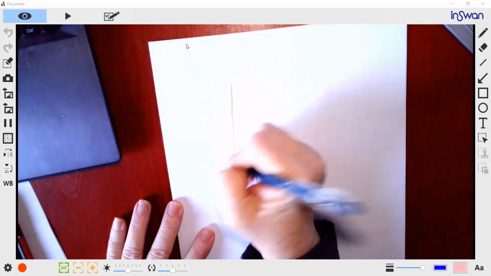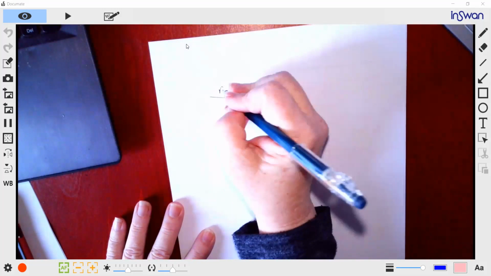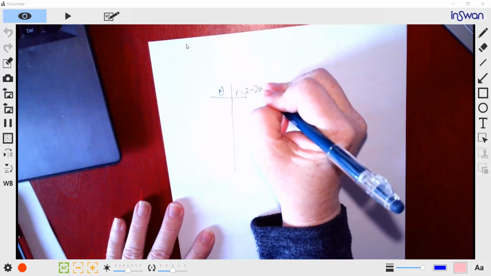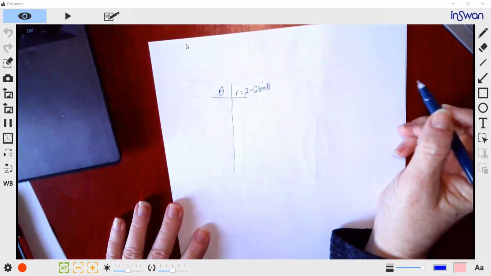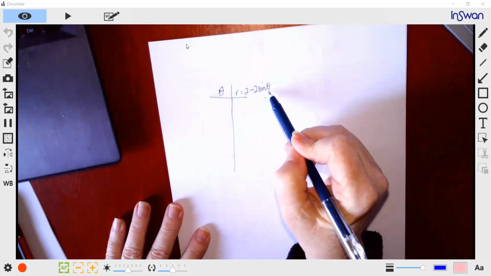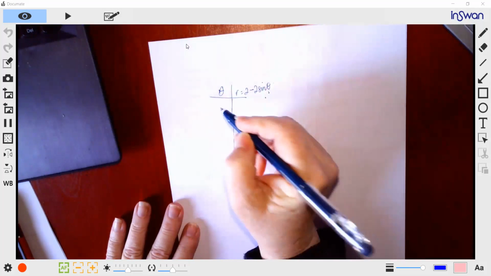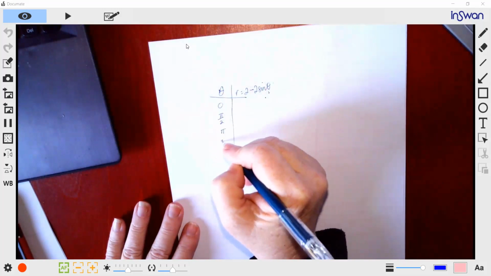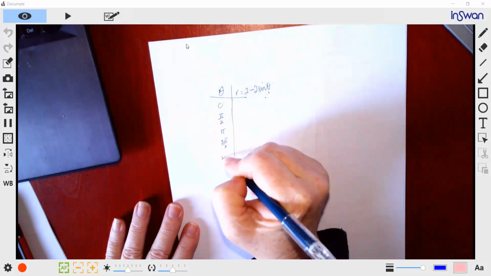But what I'm saying is that sometimes it changes based on what you have. It changes if you change the period of the function. The period of this function is not changed, so your key points would still be 0, pi over 2, pi, 3 pi over 2, and 2 pi.